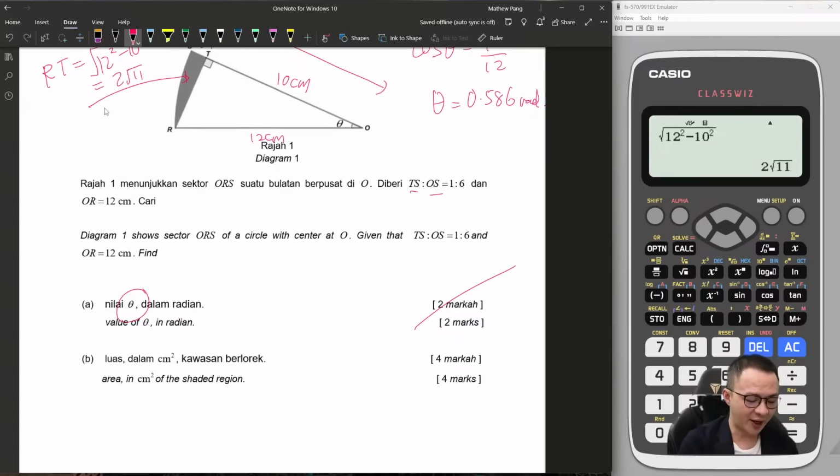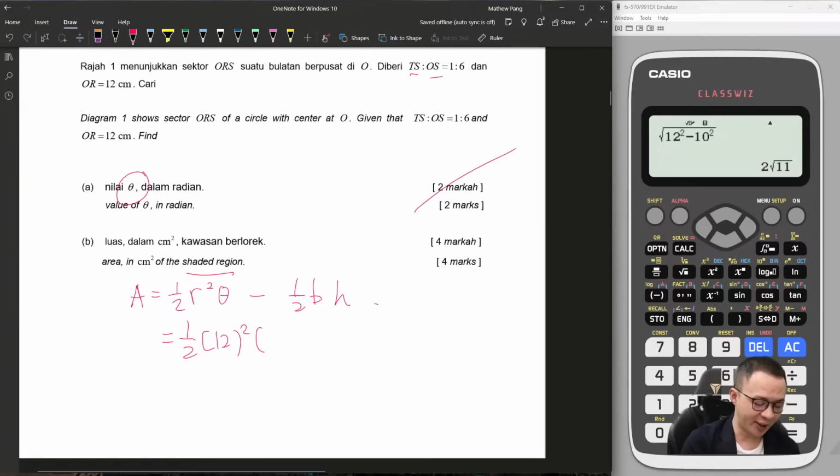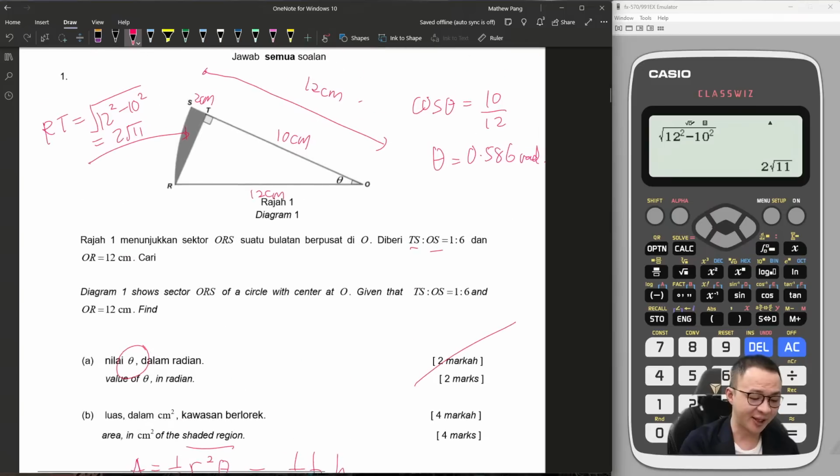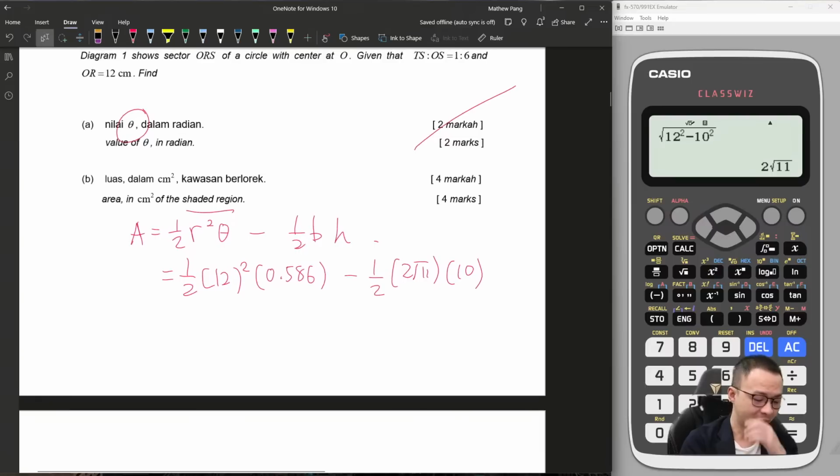Alright, now I want to find area of shaded region. So basically, the area of shaded region is half r square theta minus half times base times height, isn't it? I'm in A-level math. Okay, good to know you go to A-level now. This is 12 square and my radian is 0.586 minus half times base times height. So basically it is 2 third 11 multiply with 10, isn't it? Okay, or you can do half AB sine C, you will get the same result.